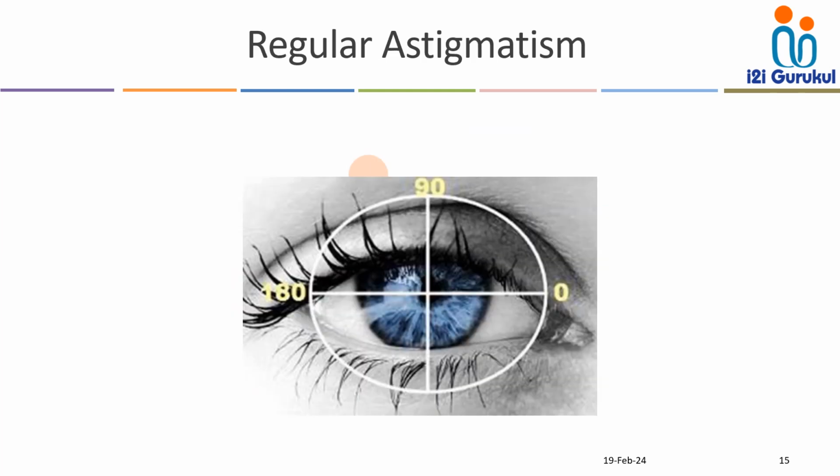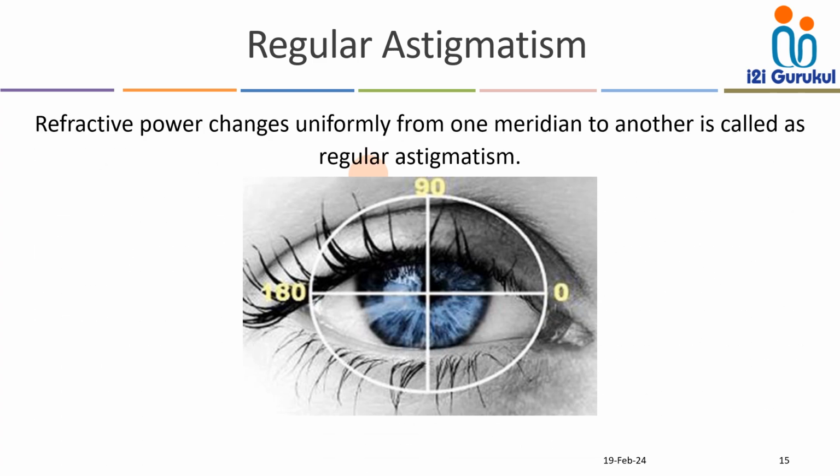Towards regular astigmatism: astigmatism is regular when the refractive power changes uniformly from one meridian to another meridian. In this astigmatism, the principal meridians are perpendicular, meaning they maintain a 90-degree angle to each other.